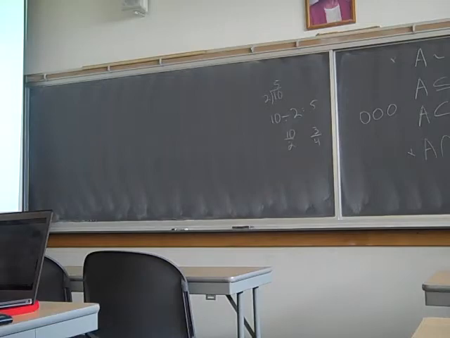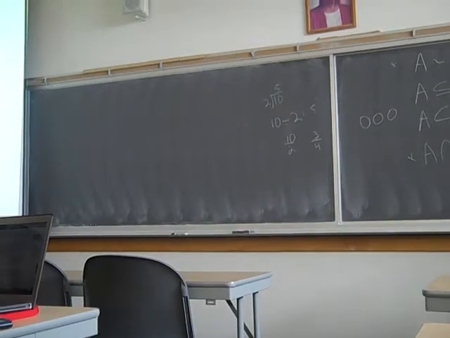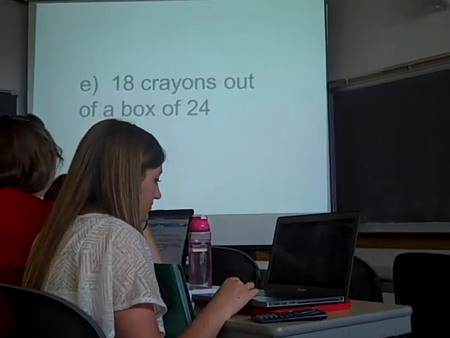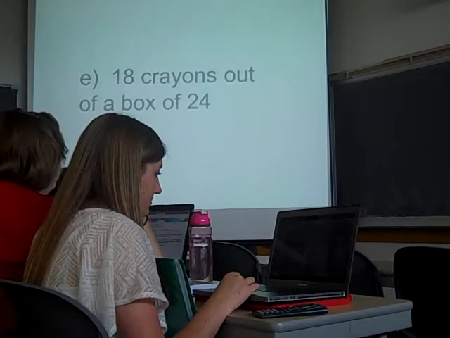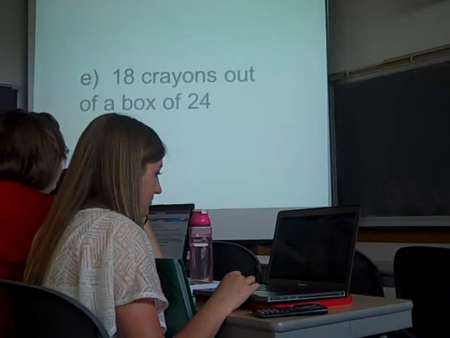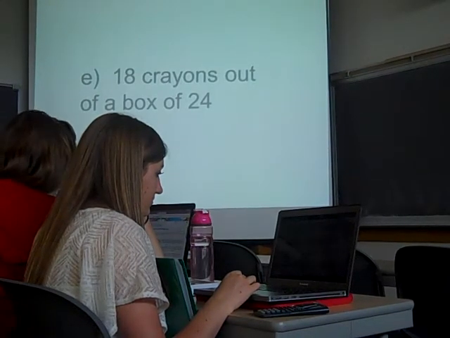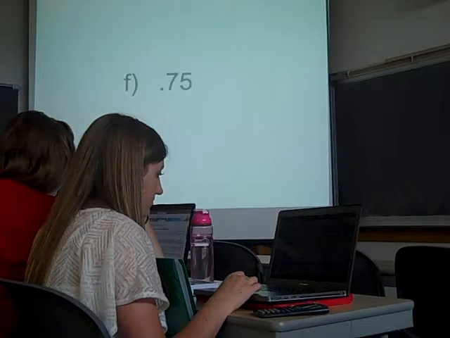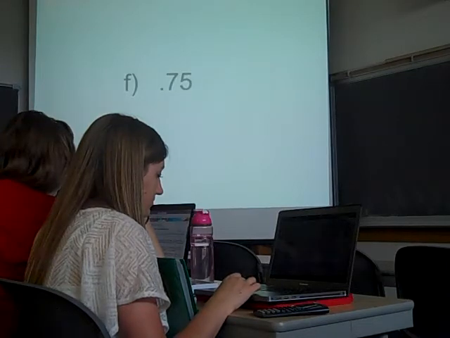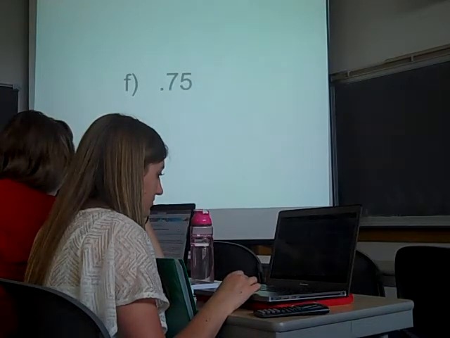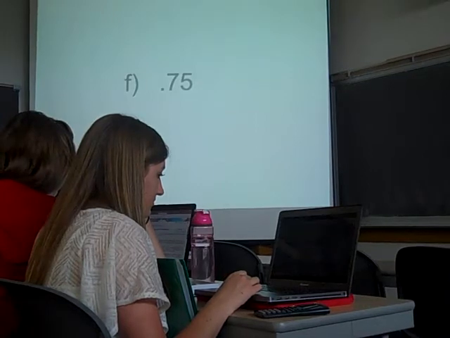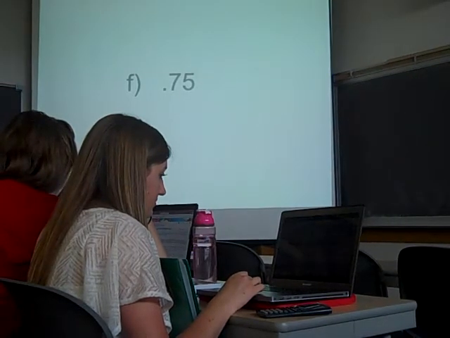18 crayons out of a box of 24. Is this 3/4? Okay. Could also be what? 18. 18 crayons is 18. What does it have to do with 3/4? Well, because it's out of 24 that we can think of it that way, right? Here's the 0.75 that we've already talked about. That is 3/4, right, in money.